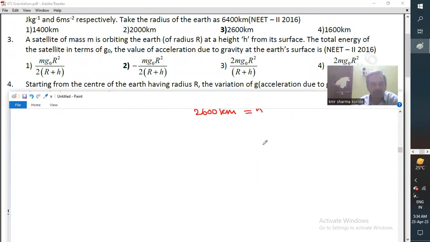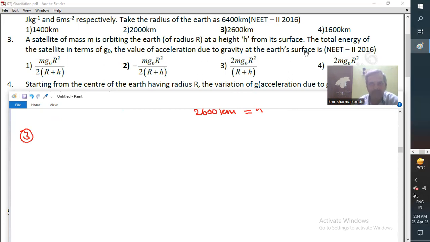Moving to the next question, question number 3. A satellite of mass m is orbiting the Earth of radius R at a height h from its surface. The total energy of the satellite in terms of g0, the value of acceleration due to gravity at the surface of the Earth. So we have to find out total energy only.